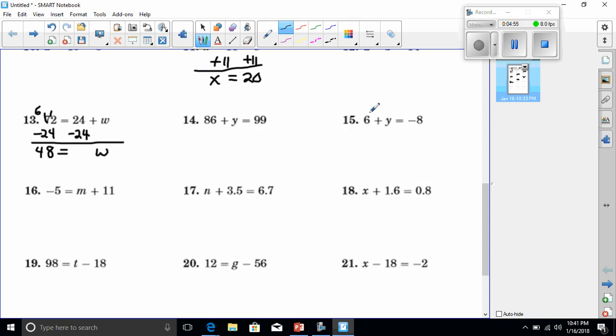Let's go to 15. I got 6 plus y equals negative 8. So I'm going to subtract 6 so I can get the y by itself. Of course, that means I have to do it to the other side.